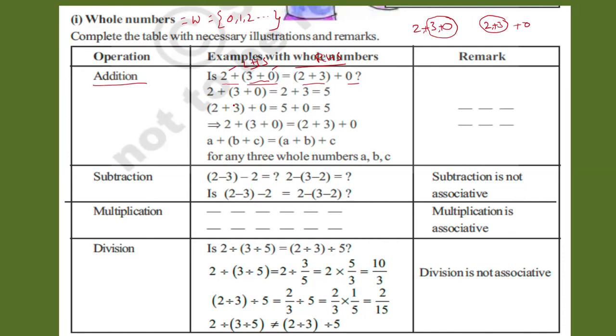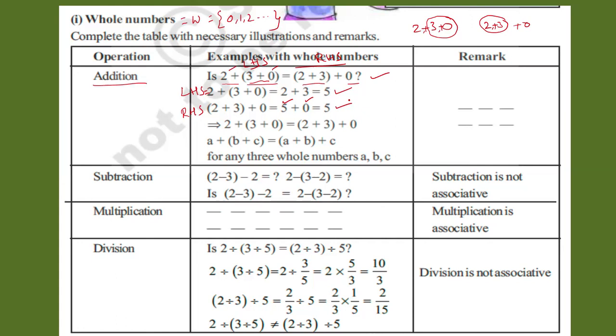Now we move to check it. Here, first we take the LHS part, that is equal to 2 plus 3 plus 0. 3 plus 0 means 3. 2 plus 3 equals 5. That means the LHS value we got is 5. In the same manner, we find the RHS value. What is RHS? 2 plus 3 plus 0. 2 plus 3 means 5. Then we add the third number, 0.